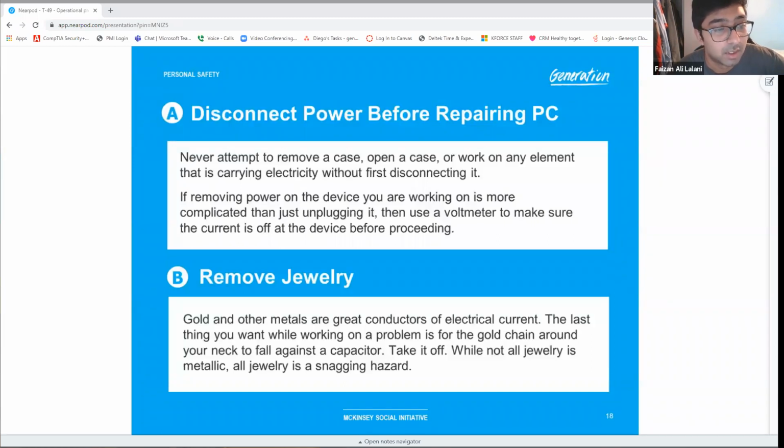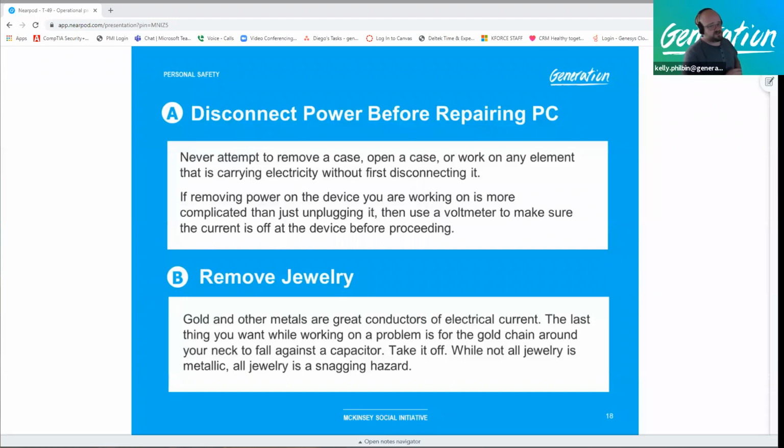Remove jewelry. Gold and other metals are great conductors of electric current. The last thing you want while working on a problem is for the gold chain around your neck to fall against the capacitor. Take it off. While not all jewelry is metallic, all jewelry is a snagging hazard.